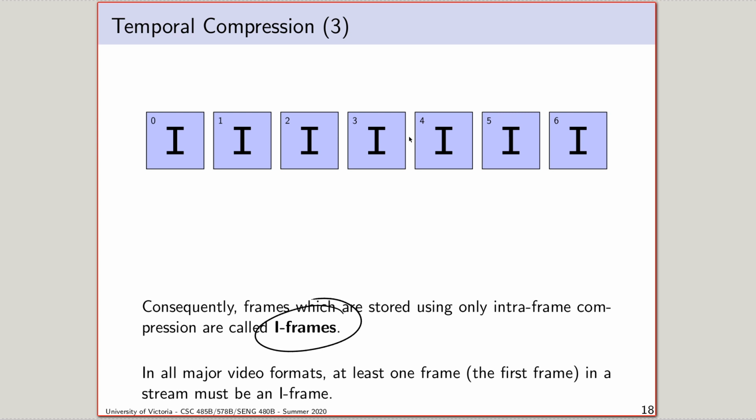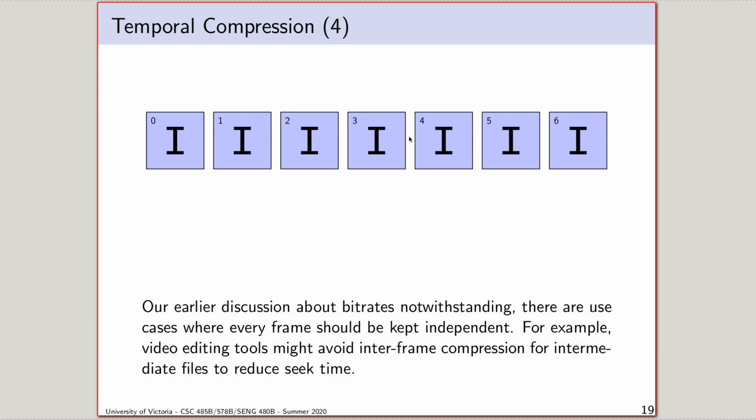So in all major video formats, I can expect that there will be at least one iframe. Generally, there are a lot more for reasons that we'll see later, but there's going to be at least one. And it'll usually be the first one, although we should think about that a bit.